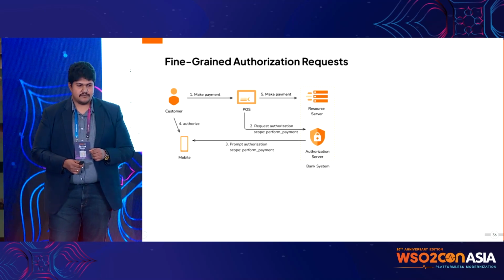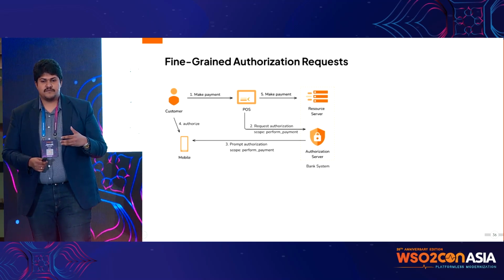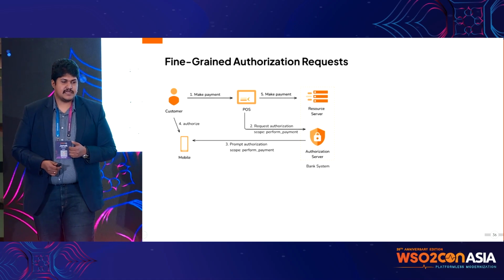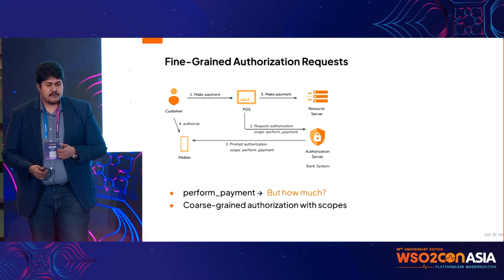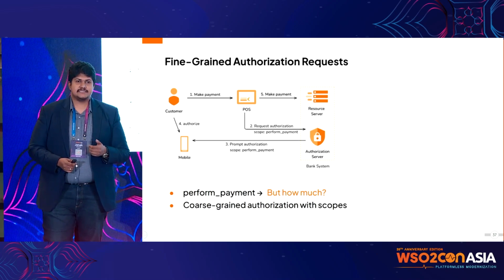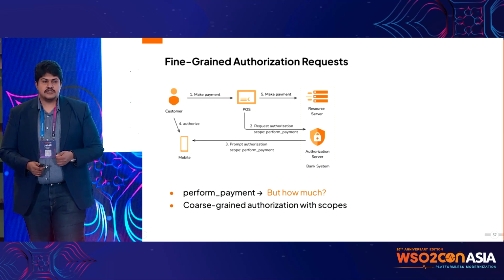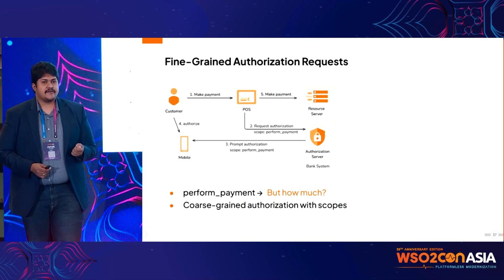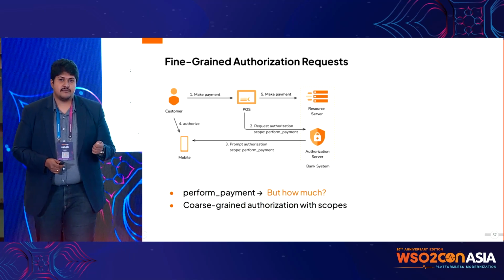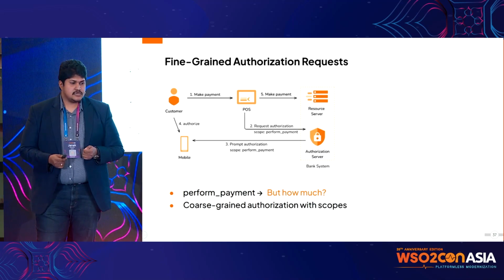But now there's another problem here. Like I mentioned before, OAuth uses scopes to denote the authorization that is required. In this case, it can be something like perform payment. But for how much? If a POS system becomes malicious, instead of charging 100 rupees, it could end up charging 100,000 rupees. So how can you restrict or do fine-grained authorization? Then, taking a step back, there's an inherent problem of scopes, where they are only meant for coarse-grained authorization.